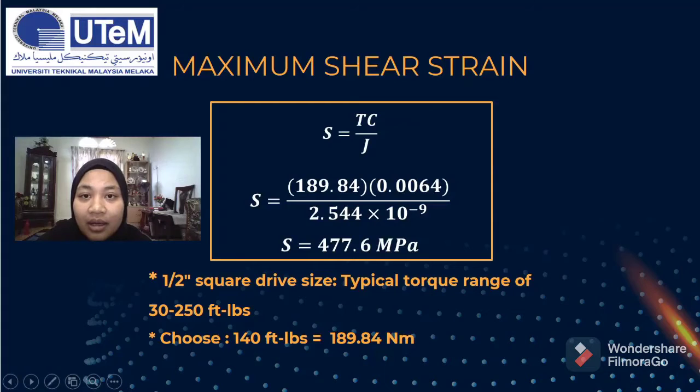Next, we calculate the maximum shear stress using the formula: shear stress equals torque multiplied by radius over polar moment. So we use 189.84 newton meter torque because we take the standard torque range for half square drive size. So we get the value of maximum shear stress, which is 477.6 megapascal.